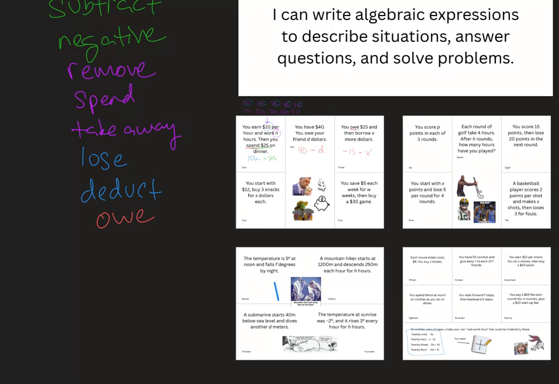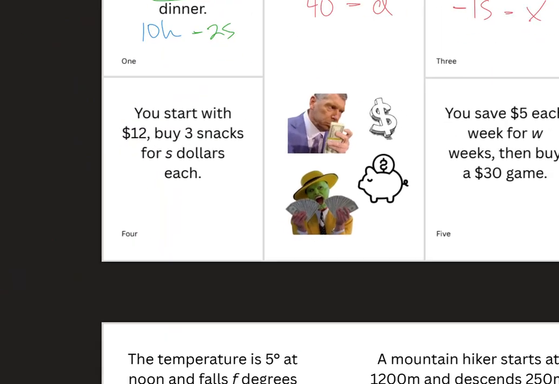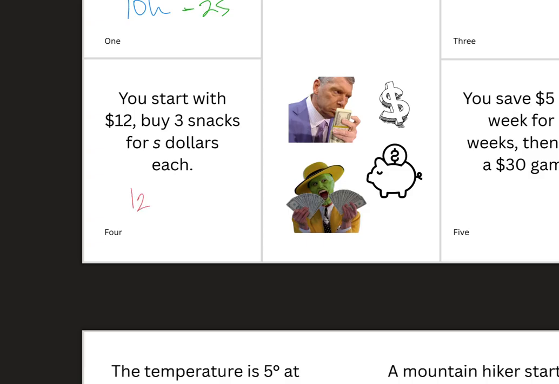If you owe, if you borrow, right? Did we say spend? Yeah, we said spend. Sorry. Anyway, you start with $12. You buy 3 snacks. But this was money, and this is snacks. So those aren't like terms until we write S, because that represents the money, okay?